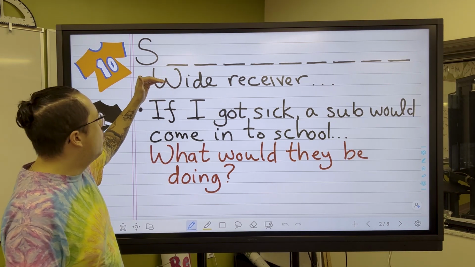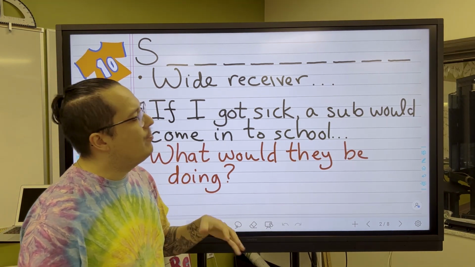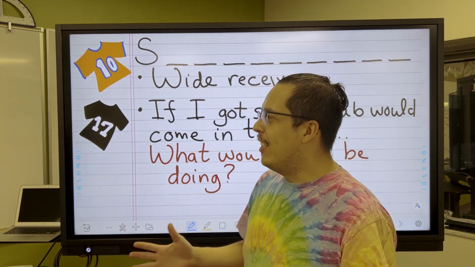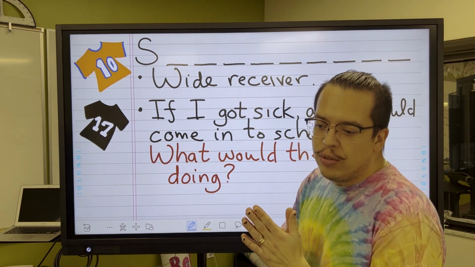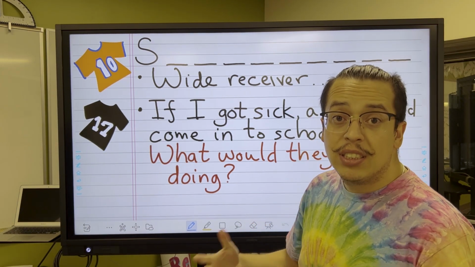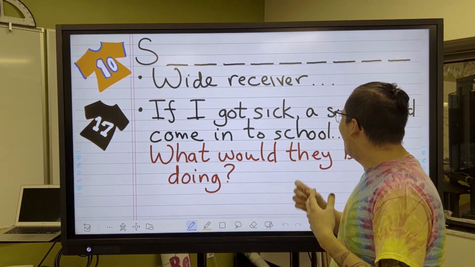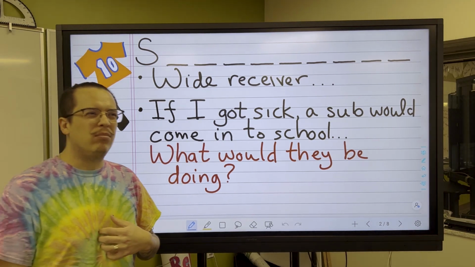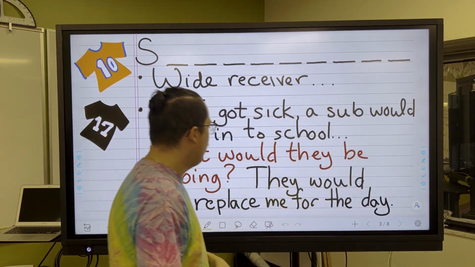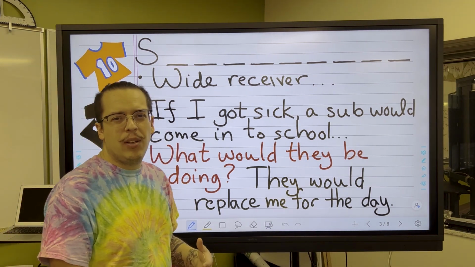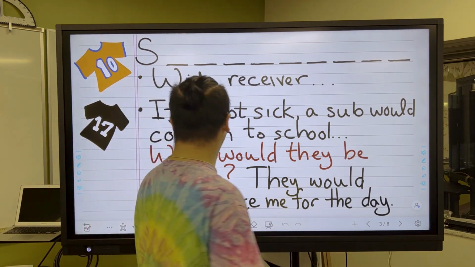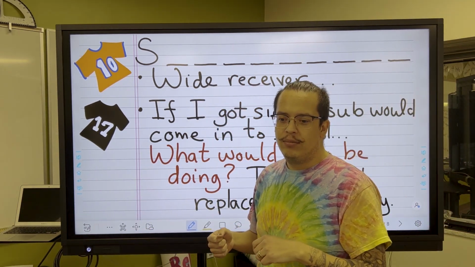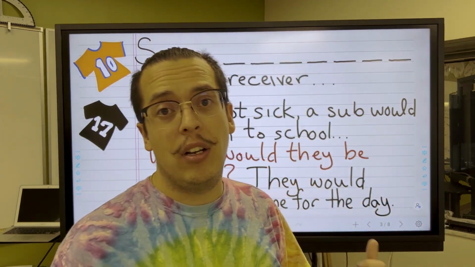It's Sunday, the Broncos are playing, and the wide receiver, he's just not doing it. The coach is upset, the Broncos are losing, and so what's the coach gonna do with that wide receiver? Sub him out, right? If I got sick, a sub would come into the school, and what would they be doing? Well, they would replace me for the day, wouldn't they? And so the wide receiver, when they get subbed out, what is the new wide receiver doing? Well, they're replacing that other player on the field.